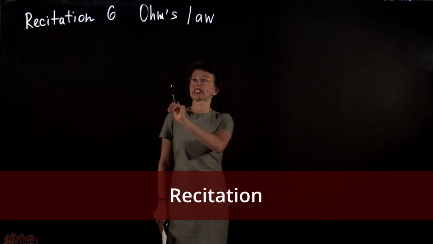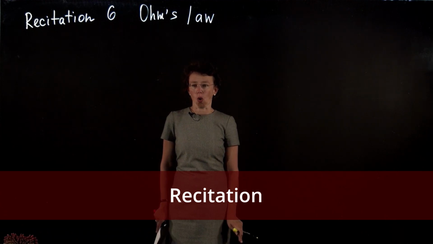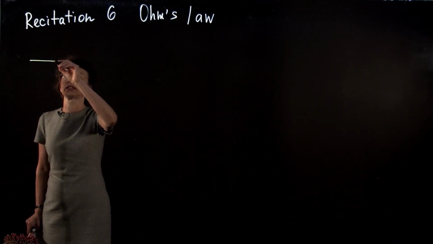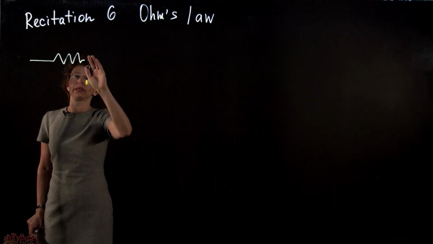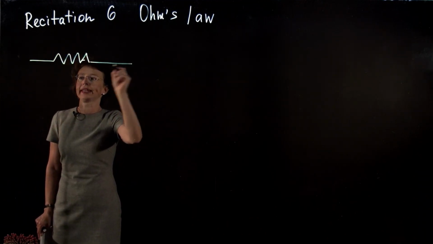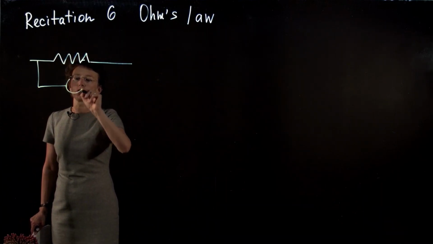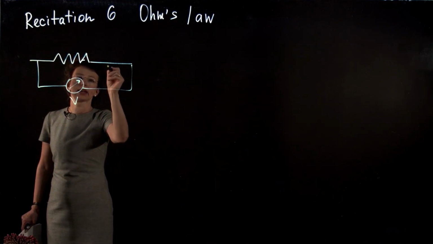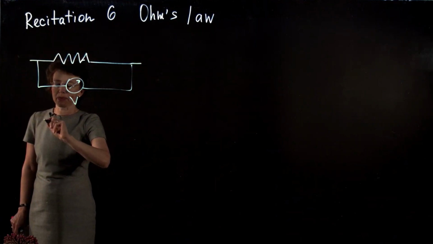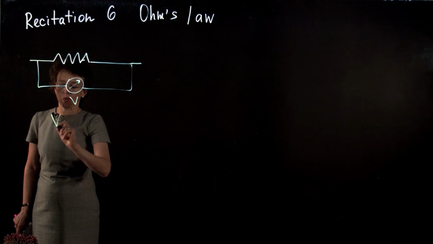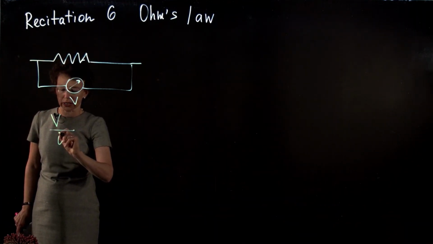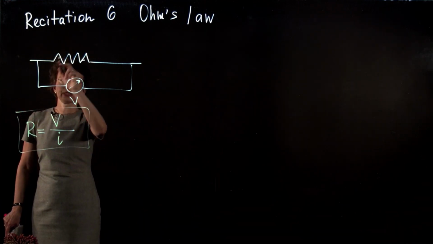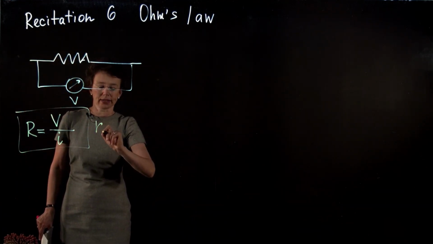This is recitation 6, and today we will talk about Ohm's law. We will deal with resistors. What is a resistor? If I have a piece of wire and I measure voltage across this device, and it happens that the ratio of voltage to current stays constant, then this device is called a resistor.